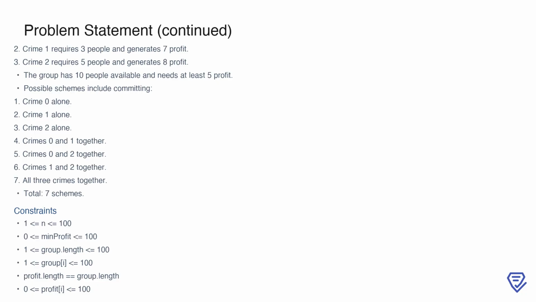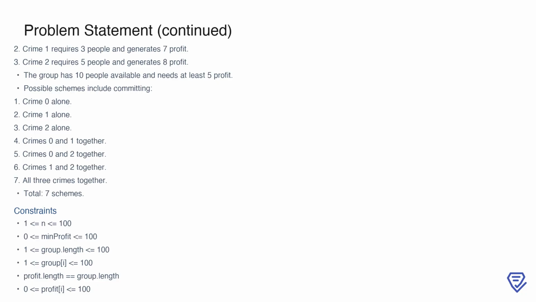Here, the possible schemes include committing crime 0 alone, crime 1 alone, or crime 2 alone. Additionally, they could choose to combine different crimes, crimes 0 and 1 together, crimes 0 and 2 together, or crimes 1 and 2 together. Finally, they could commit all 3 crimes together. This gives a total of 7 valid schemes.